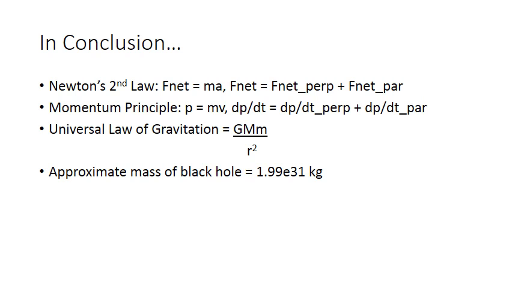In conclusion, using VPython to calculate the change in velocity and momentum over multiple time steps, and then plugging these into the momentum principle and universal law of gravitation to approximate the mass of the black hole, we were able to calculate the mass of the black hole.